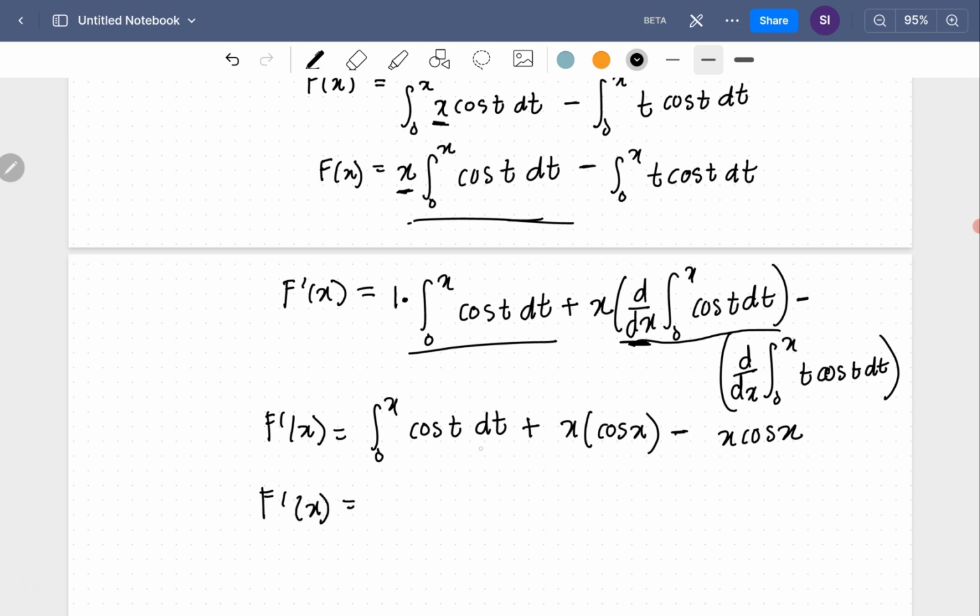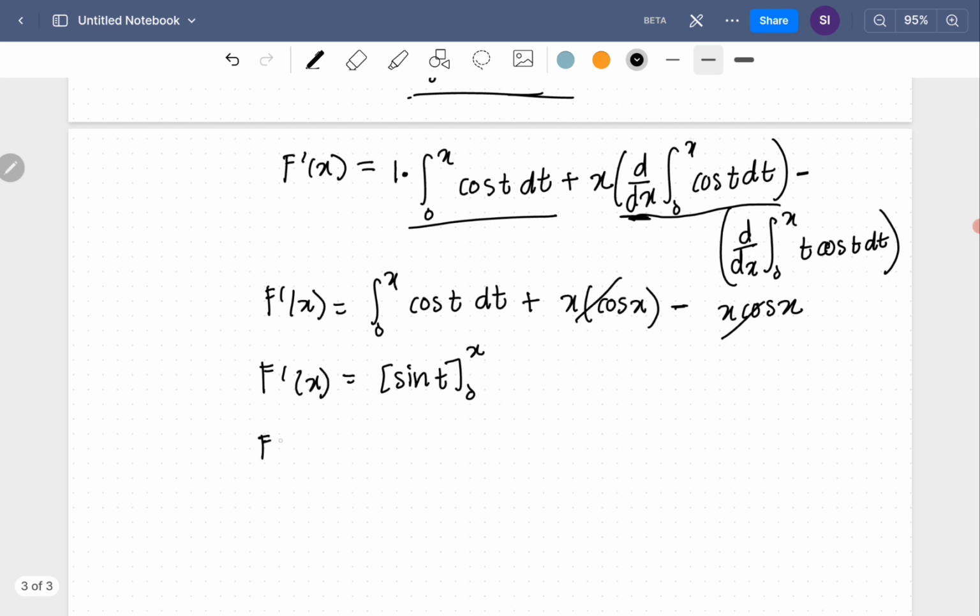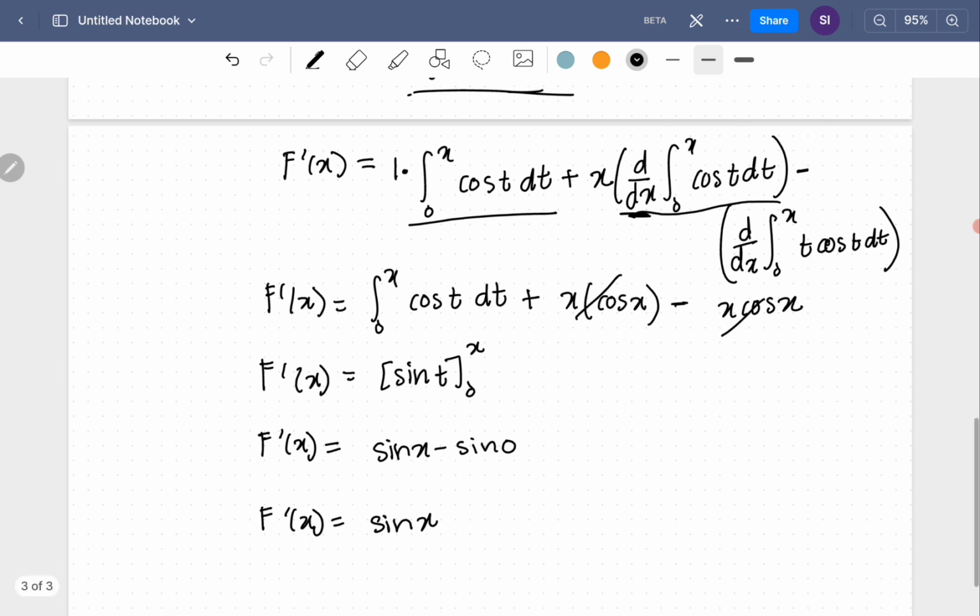Now we can go ahead and solve this. We know that the antiderivative of cos of t is sine of t, 0 to x. And we know this and this cancel out, so that's what we're left with. F prime of x is equal to sine of x minus sine of 0. Sine of 0 is just 0, so we're left with f prime of x is equal to sine x. And that is our final answer.